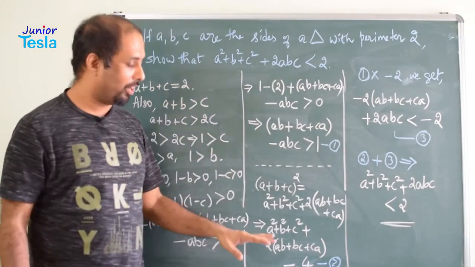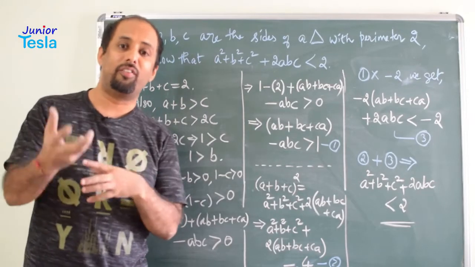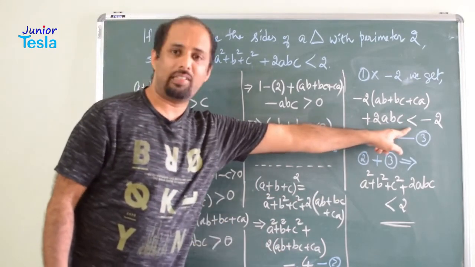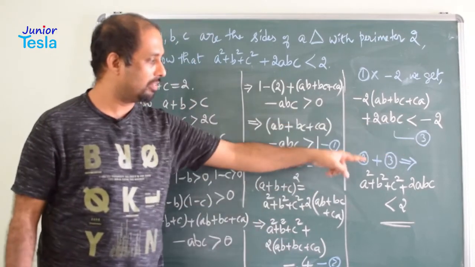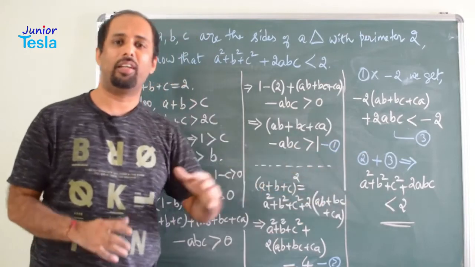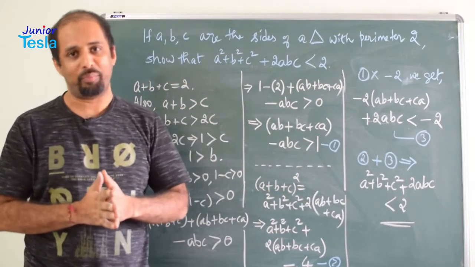Remember, when you are adding one equation and one inequation, the sign of the inequation will be taken. So here we have equal sign, here we have less than sign. So when you are adding these two expressions, you finally get the less than sign, the inequality sign. This is how we can solve this problem.